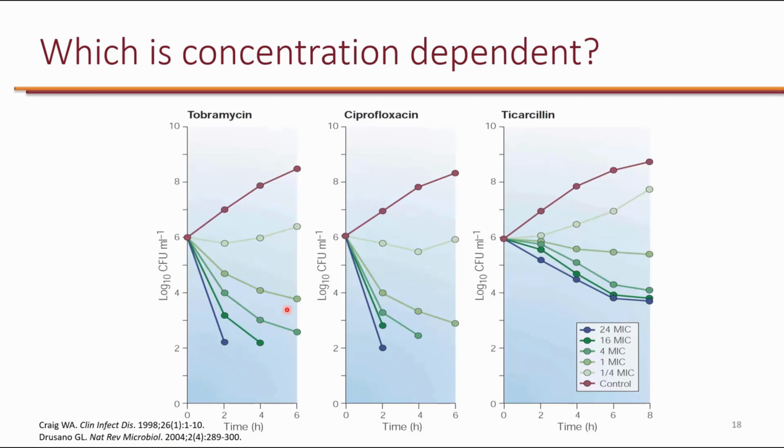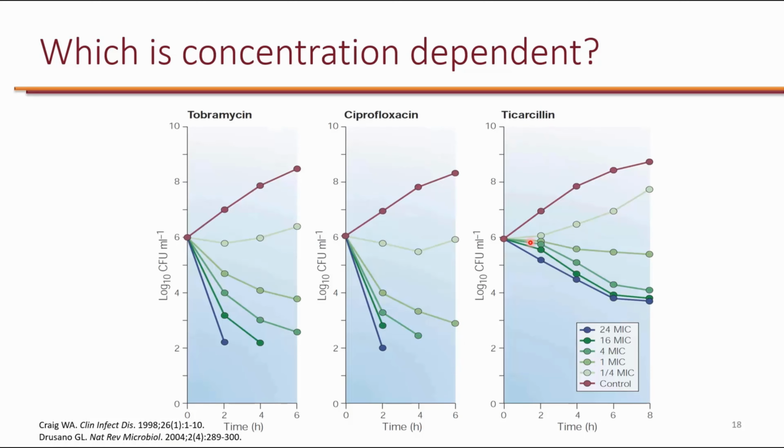Now let's look at ciprofloxacin. Ciprofloxacin, they did the same experiment. So you can see that as they increased the concentration of ciprofloxacin, more and more of the organism died as time went on. Now compare that to ticarcillin, which is a beta-lactam.